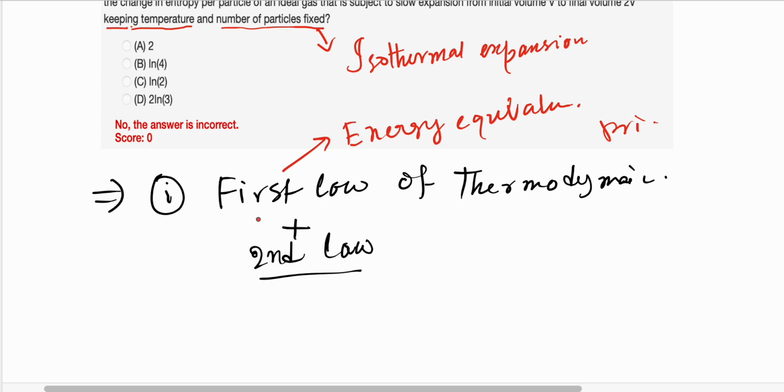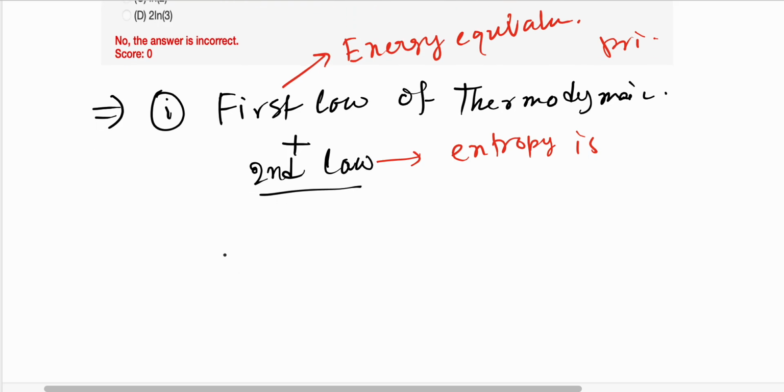There is no entropy introduced in the first law of thermodynamics, but in the second law the concept of entropy is introduced there. So when you write the energy equivalence formula in terms of TdS equal to dU plus PdV, always keep in mind that if we use both the first law and the second law of thermodynamics, then it will look like this.